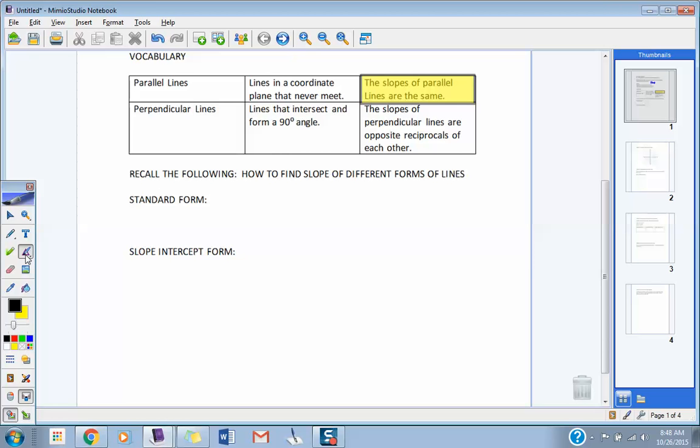Okay, check this out. Let's see what the identification is for the following. It says the slopes of any perpendicular lines are, what's the phrase they use right here, guys? Opposite reciprocals, okay? Other than that being a finishing move in the WWE.